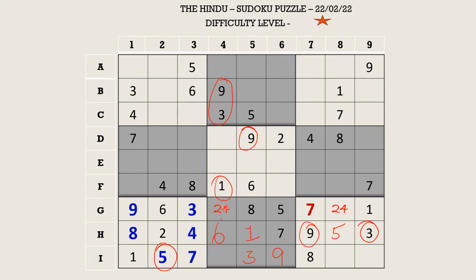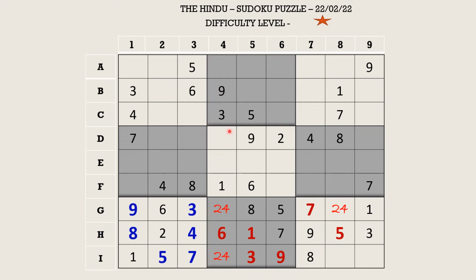Now in this block there is only one empty cell. It will definitely take either 2 or 4 since we already have a complementary pair here. So let's fill I4 with 2, 4 complementary pair.